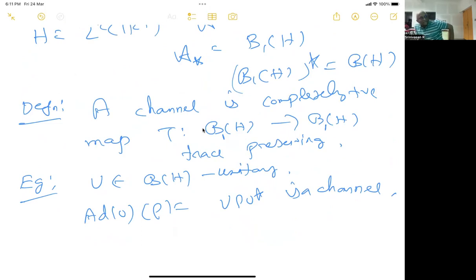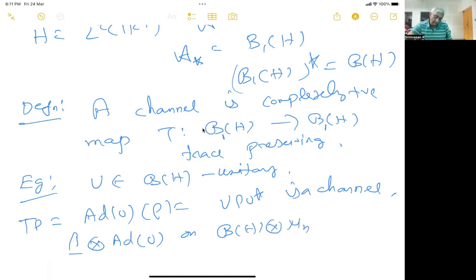Okay. And it is a completely positive map, because if you amplify it, it is just 1 tensor Ad U. That's all. 1 tensor Ad U on any B(H) tensor Mn is just Ad of 1 tensor U. Here the first 1 is the identity automorphism, and inside Ad, the 1 is the identity operator, tensor U, right?